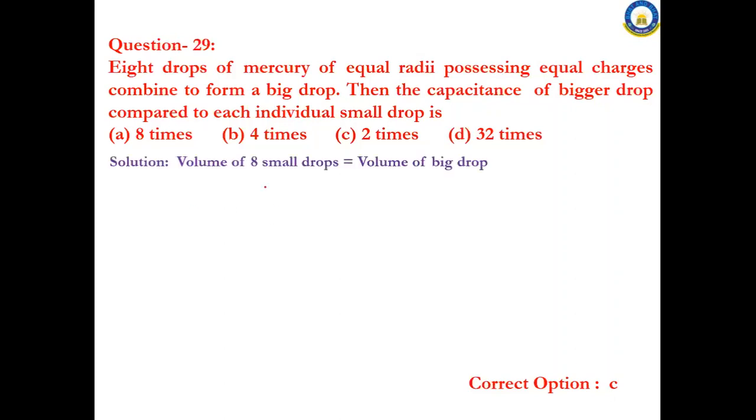See, the volume of 8 small drops is equal to the volume of a big drop. So take the volume. Now what is this? It is a sphere, right? The drops are in the shape of a sphere. So 8 into 4 by 3 pi r cube is equal to 4 by 3 pi R cube, the volume of the single big drop. So R is equal to 2r. Here capital R is for the big drop and small r is for the smaller drop.